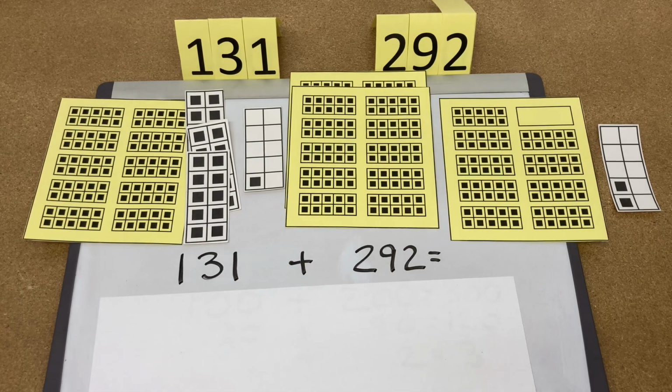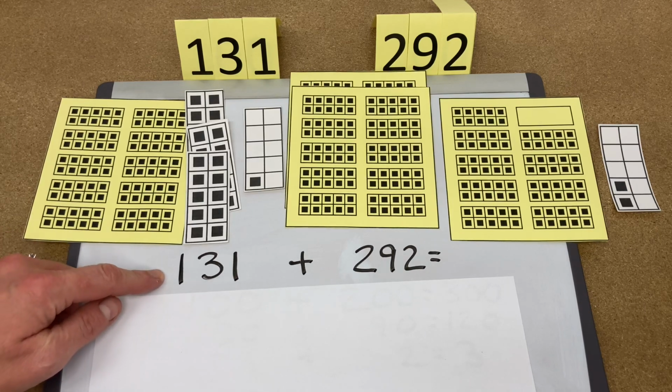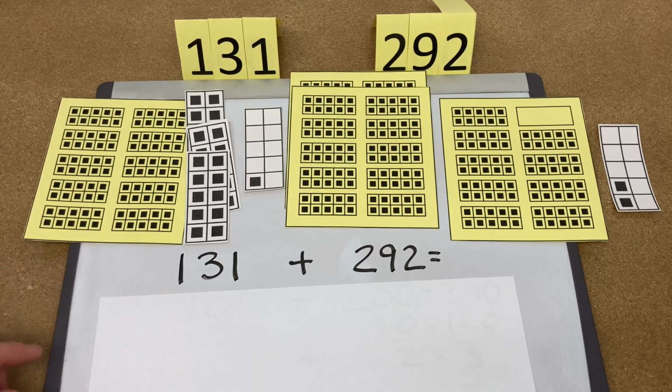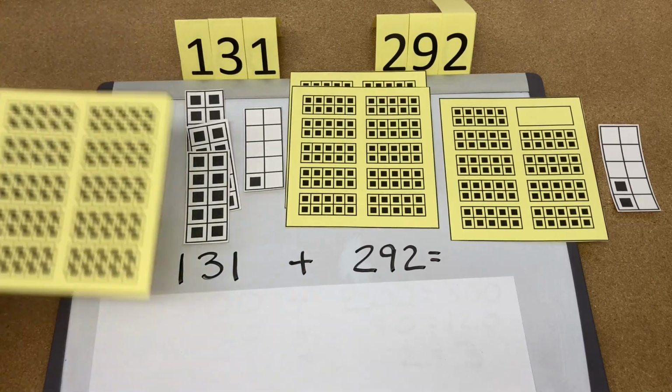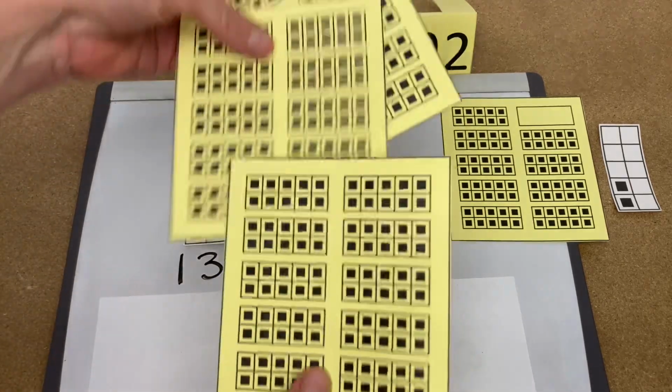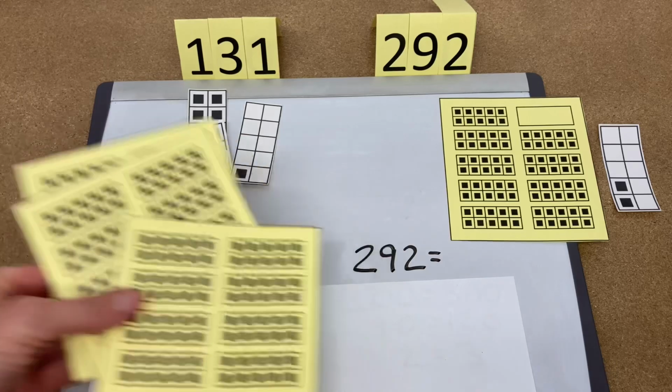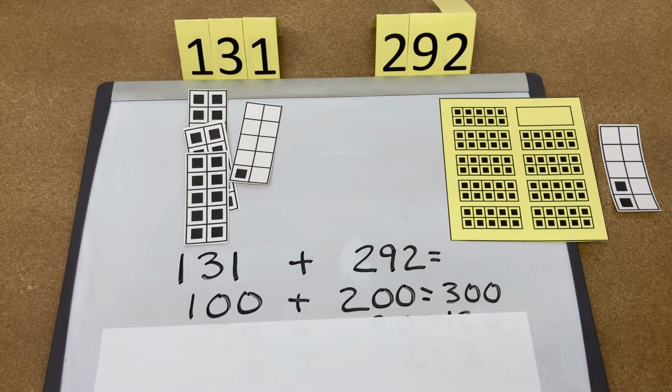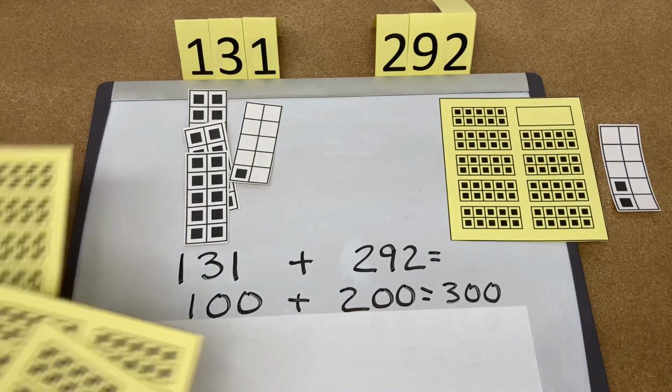To add numbers with hundreds, tens, and units with regrouping of tens, we start with the question 131 plus 292. So with 100 here and 200 here, 100 plus 200 equals 300. So we mark down 100 plus 200 equals 300.